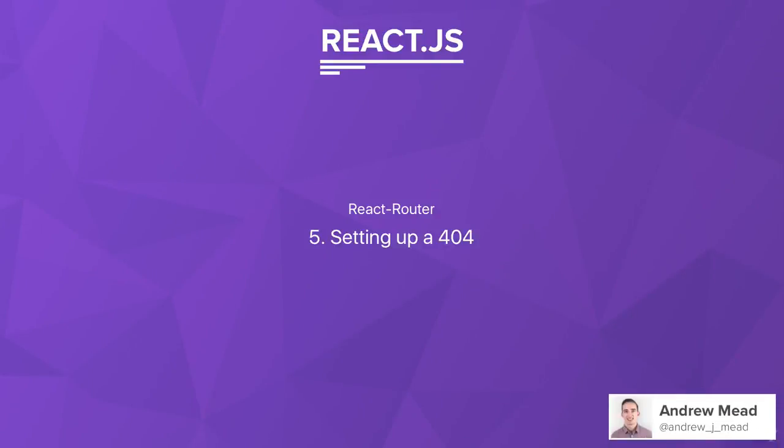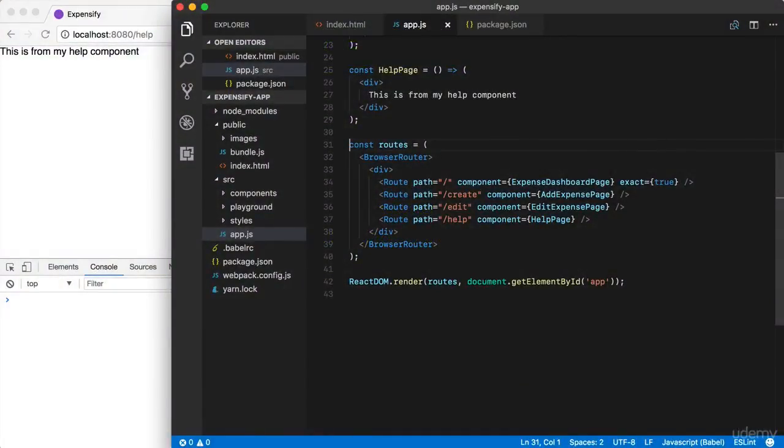In this video, you're going to learn how to set up a 404 page for React Router. So in our applications, we're going to have a bunch of pages that we explicitly set up. We have the root page, we have create, edit, and help, and we know exactly what to show on all of those pages. But what if someone visits a URL that we do not have a route for?